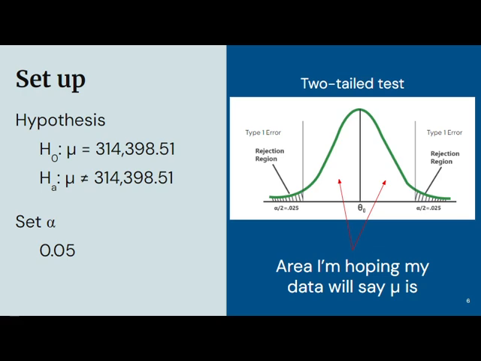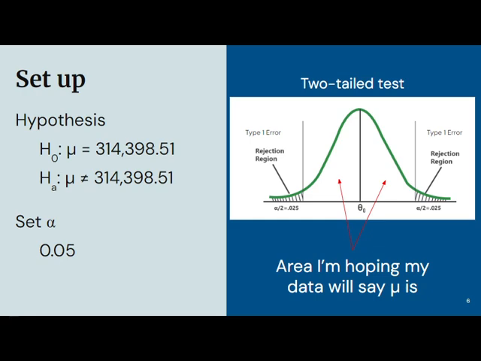So for this experiment, even though we really want the mean to be the same as the population, especially since we know that is the correct answer, we can't actually pick that. So we're going to set our alternative hypothesis, called HA, to be the opposite and say that the mean is not $314,398.51. Okay, almost done. The final step here is choosing our significance level.